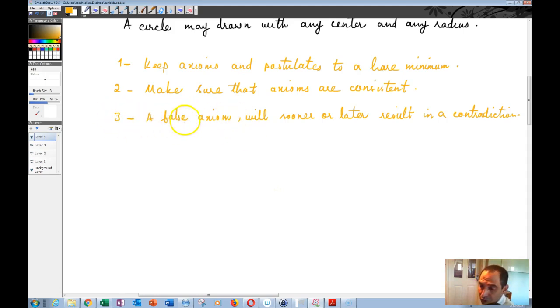But for now, all that you need to understand is that basically a false axiom will sooner or later result in a contradiction, meaning that there will be some sort of logical contradiction, and we will see how this logical contradiction works. It actually is something useful, meaning that you intentionally create that contradiction in order to prove that something, for example, is true or is, for example, false. Okay, so that is that.